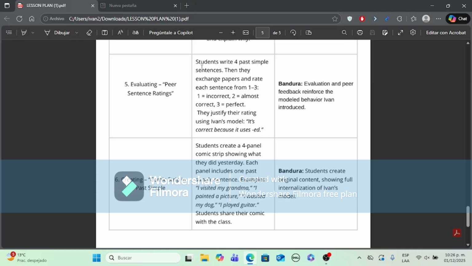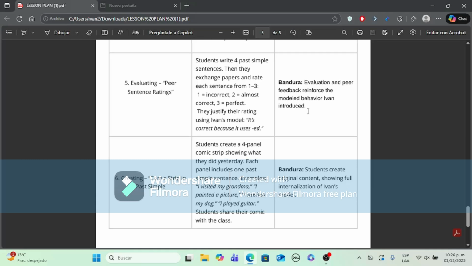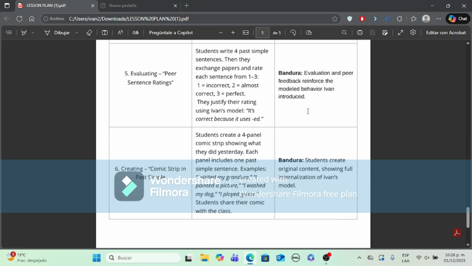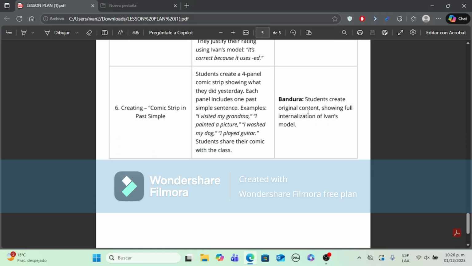From Bandura's perspective, this involves motivation, reinforcement, and self-regulation. Students judge others' work using the knowledge they gain from observing me. They also receive feedback from classmates, which helps reinforce the correct grammatical behavior. From the modeling perspective, this phase transforms the model, me, into a reference for accuracy. Students evaluate each other using the model as a standard. This step encourages independence, critical thinking, and metalinguistic awareness.